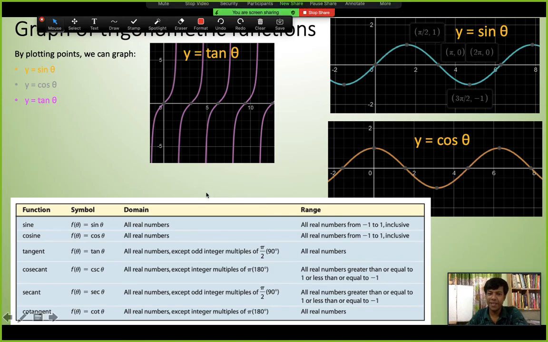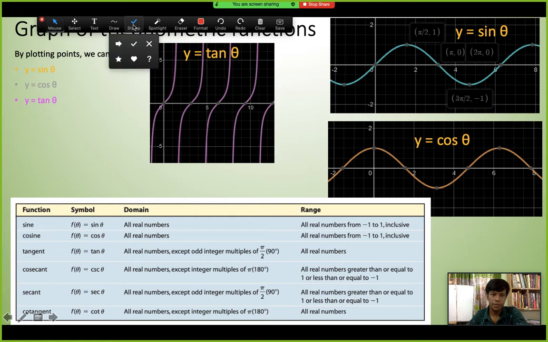So the domain and range we can find out by looking at their graphs. That's the most convenient way to understand the domain and range of a function, because that is what is visible to us. At some points, as I said, tan theta is undefined.